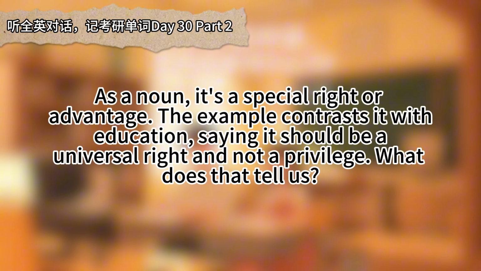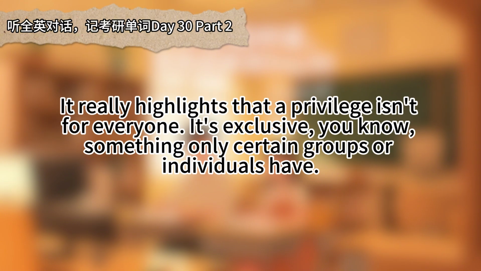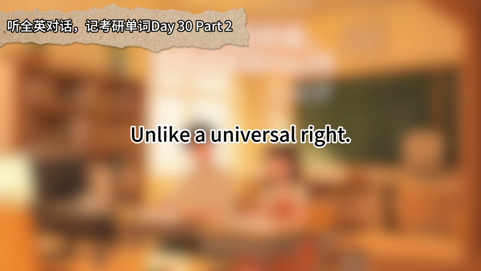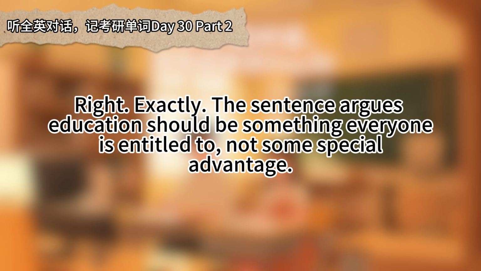As a noun, it's a special right or advantage. The example contrasts it with education, saying it should be a universal right and not a privilege. What does that tell us? It really highlights that a privilege isn't for everyone. It's exclusive, something only certain groups or individuals have, unlike a universal right. Exactly. The sentence argues education should be something everyone is entitled to, not some special advantage.